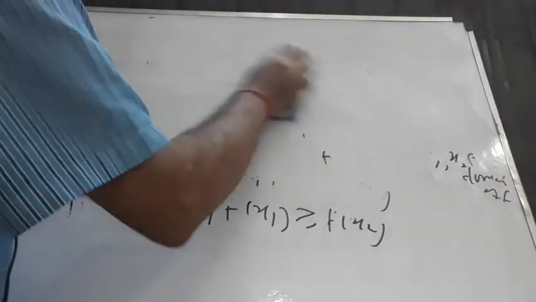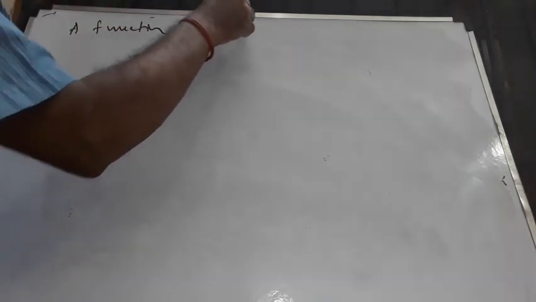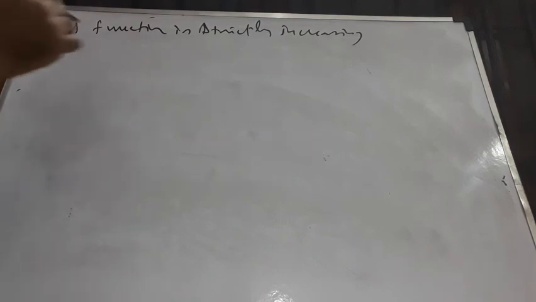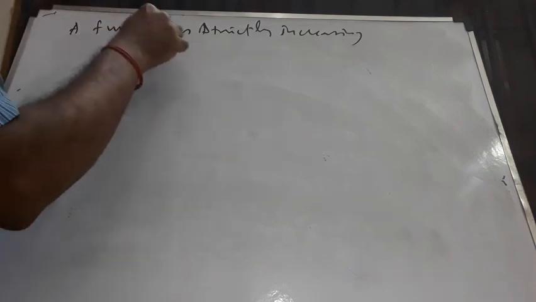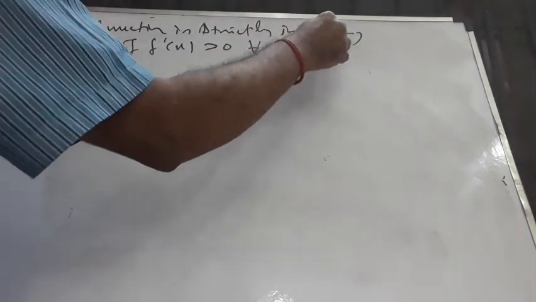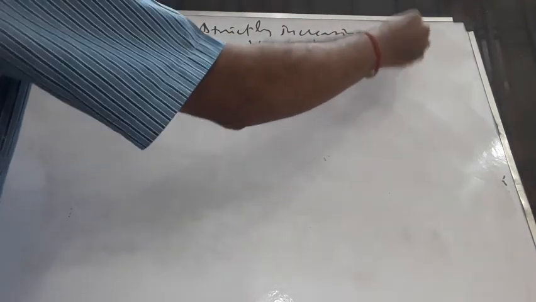Just listen carefully. Let me just think about function. I mean, there is a rule to be proved. A function is strictly increasing in any domain. It may be a closed interval a comma b, a set of real numbers, whatever it may be, if f dash of x is greater than 0 for every x element of the domain of f.